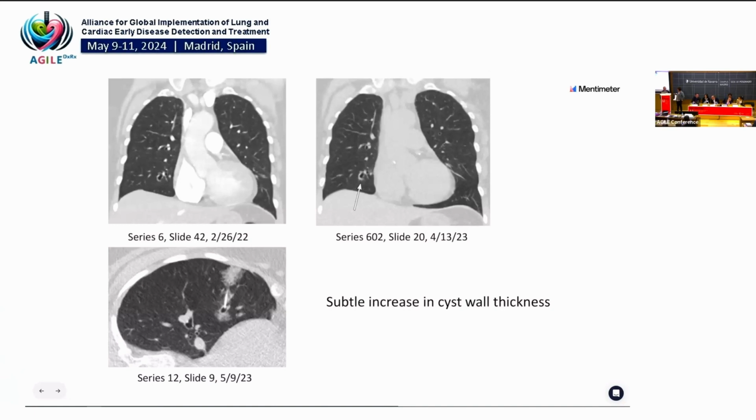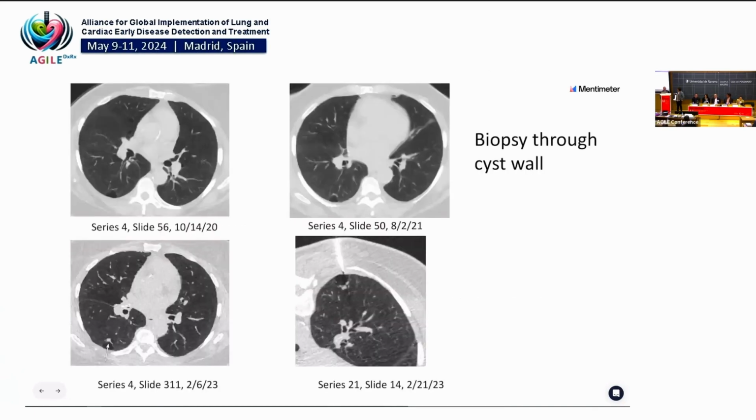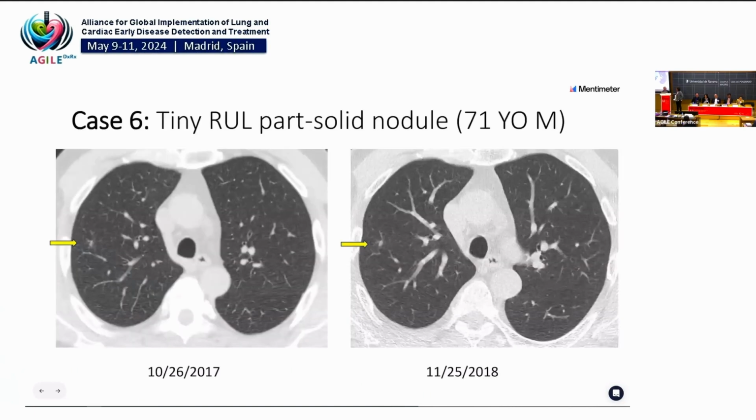Okay, and this is another case of biopsy through a cyst. So you can see it here, the cyst, the nodule, and the biopsy, but I don't think that there are many people who can do it. Yeah, it's a tough one. Dr. Yankelevich can. Okay. So this is my last case.